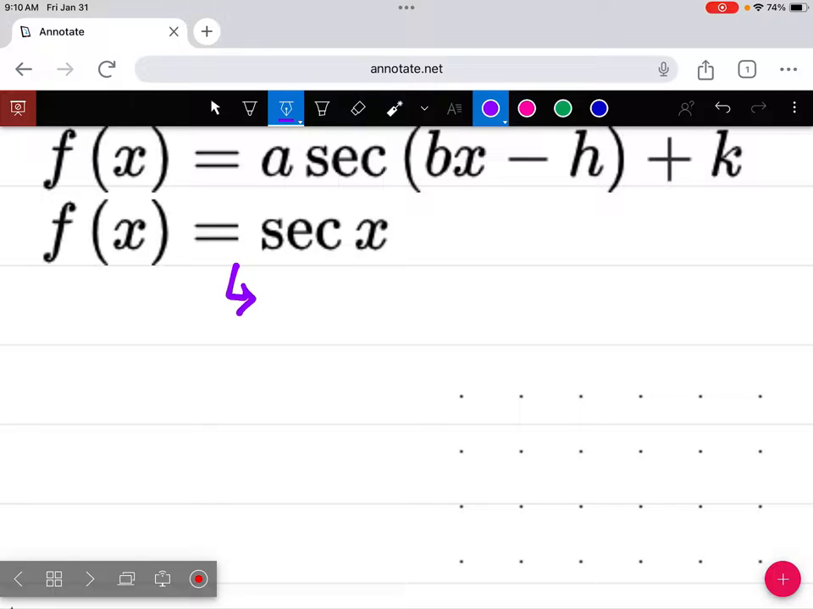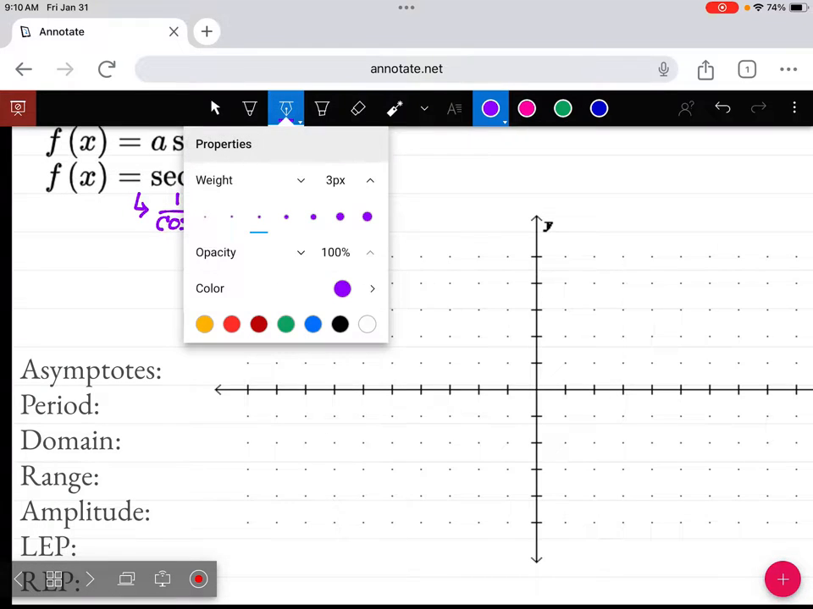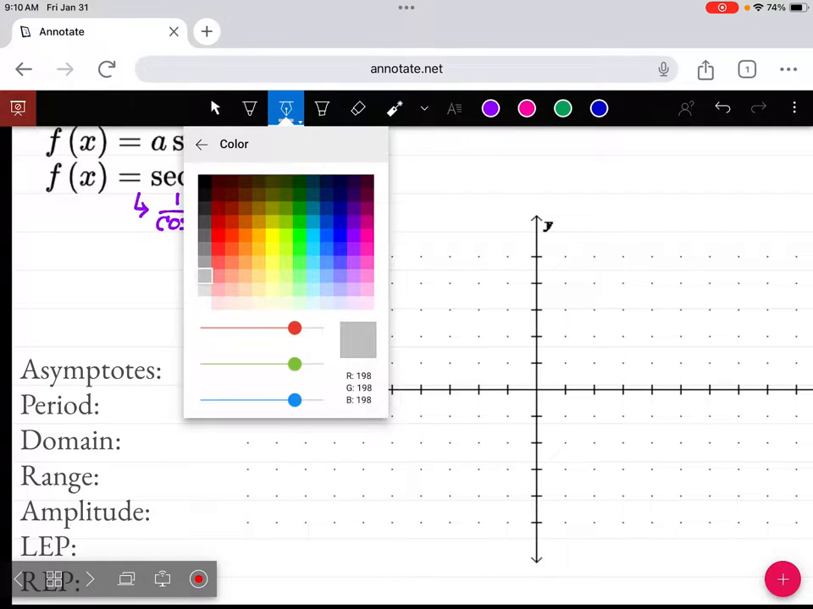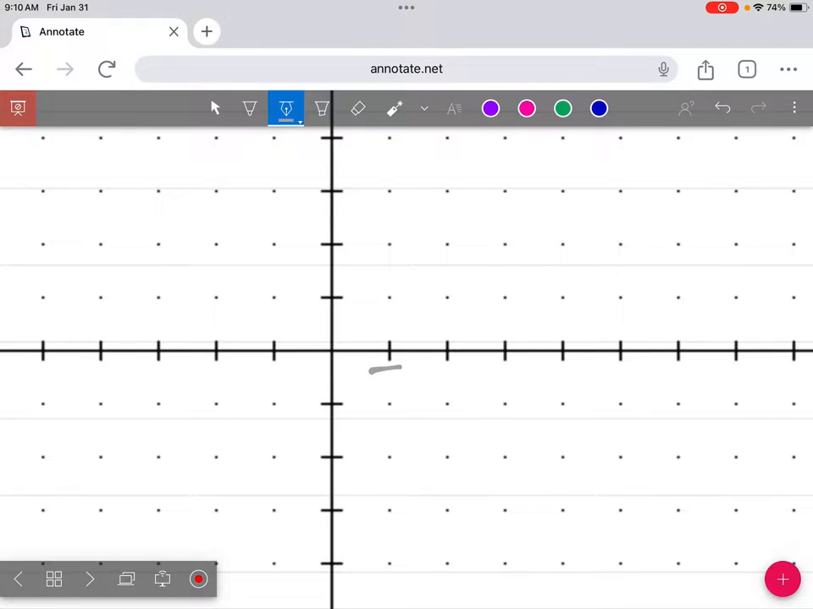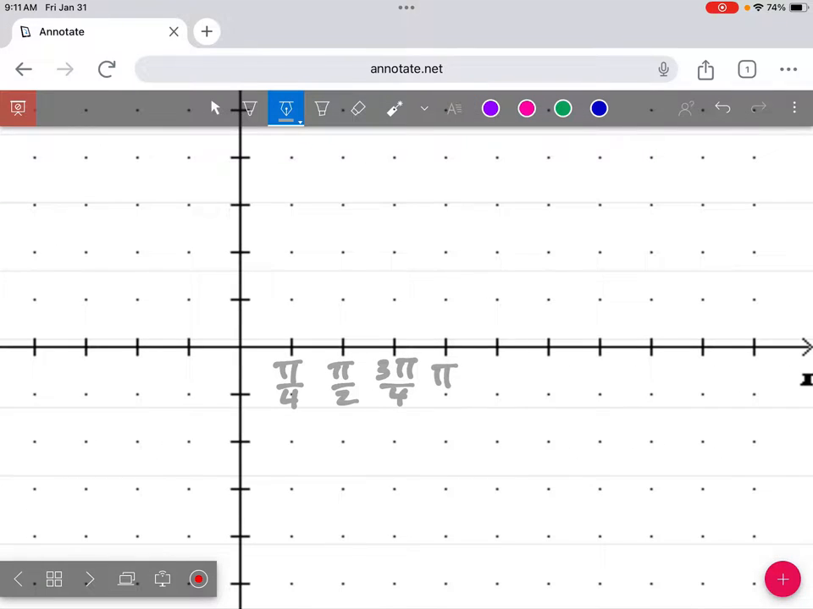So we know that secant is related to cosine. This is 1 over cosine of x. So to graph our cosine, our parent function, we're going to do our same kind of counting as normal, where we start with pi over 4, pi over 2, 3 pi over 4, and pi. 1, 2, 3, 4, and our 2 pi.